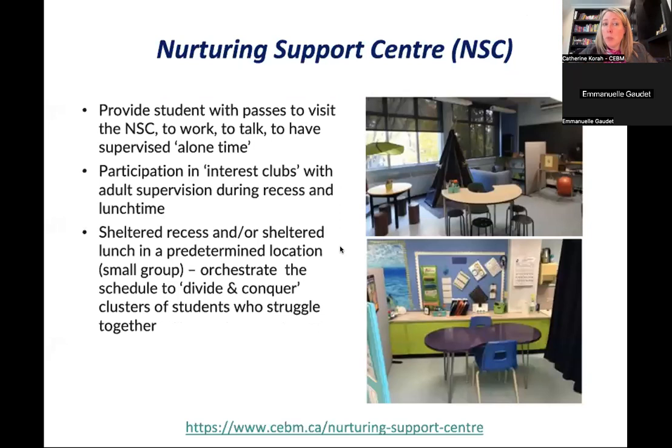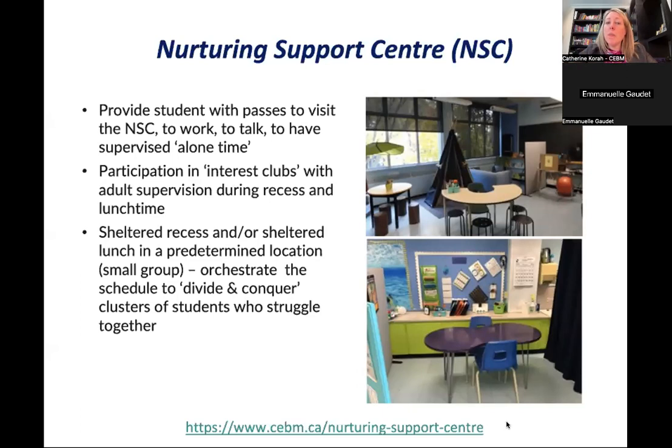In terms of the nurturing support center, we have some students that are frequent flyers that will spend a lot of time in the nurturing support center. There are sometimes students that have a reverse schedule where the hub is the nurturing support center and they will spend pockets of time in the classroom.